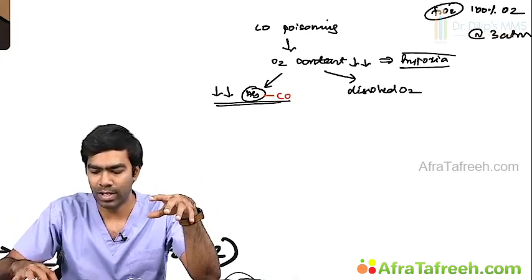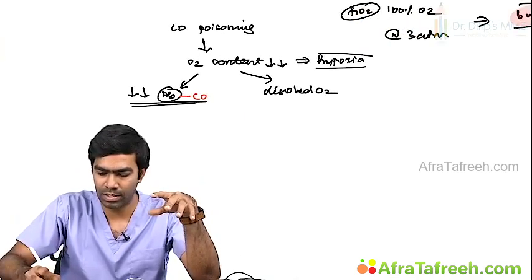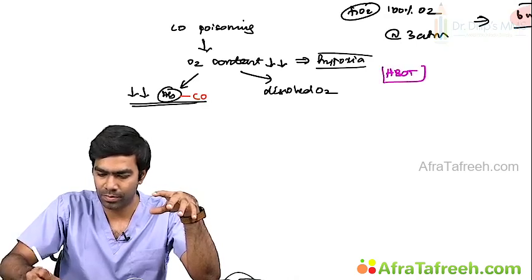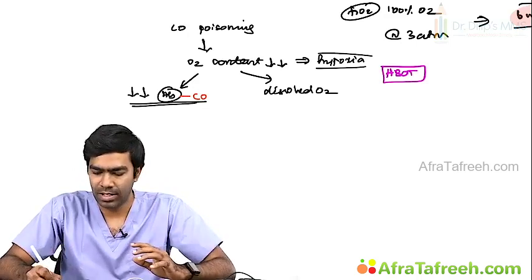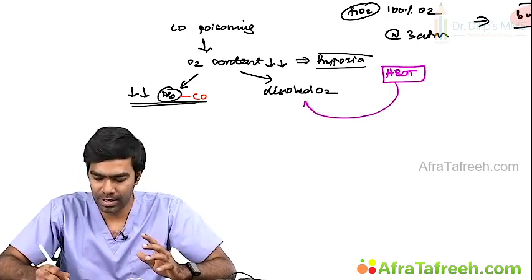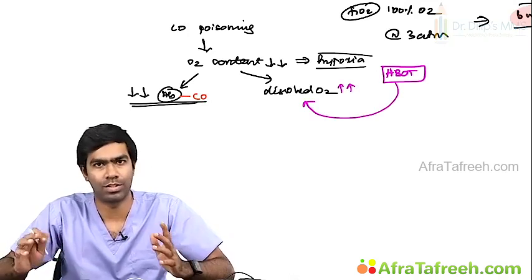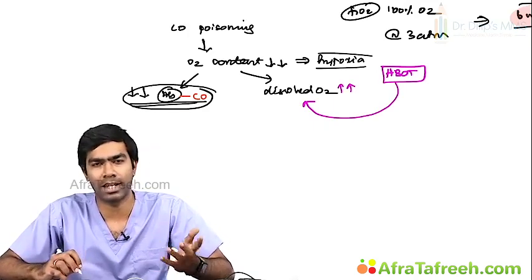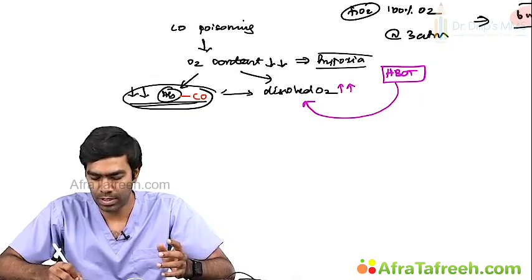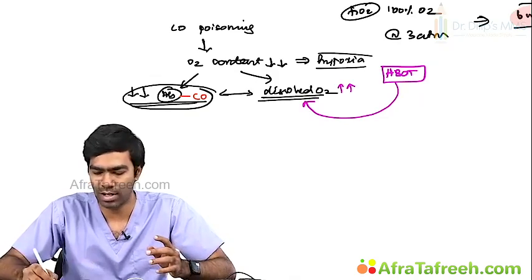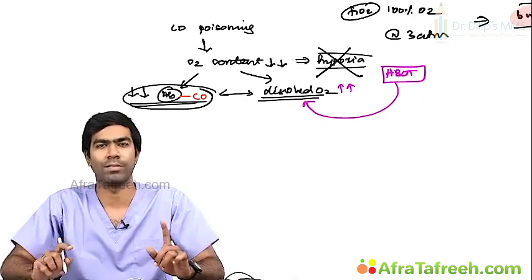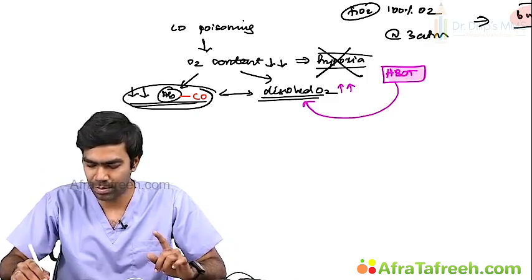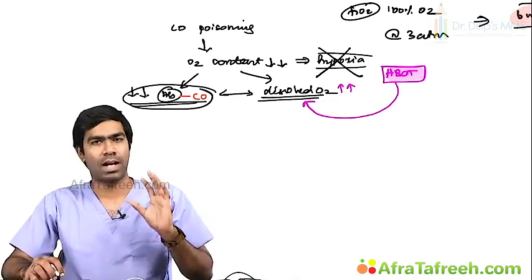So when I am giving hyperbaric oxygen therapy, what am I trying to do? I am increasing the O2 pressures in the blood, which means I am increasing the dissolved oxygen too much. Since I'm increasing the dissolved oxygen, this decline in the oxygen carrying capacity of the hemoglobin can be compensated by the increase in the dissolved oxygen, and the patient will not go into hypoxia, the patient will survive. That is the basic first principle of giving HBOT in carbon monoxide poisoning.